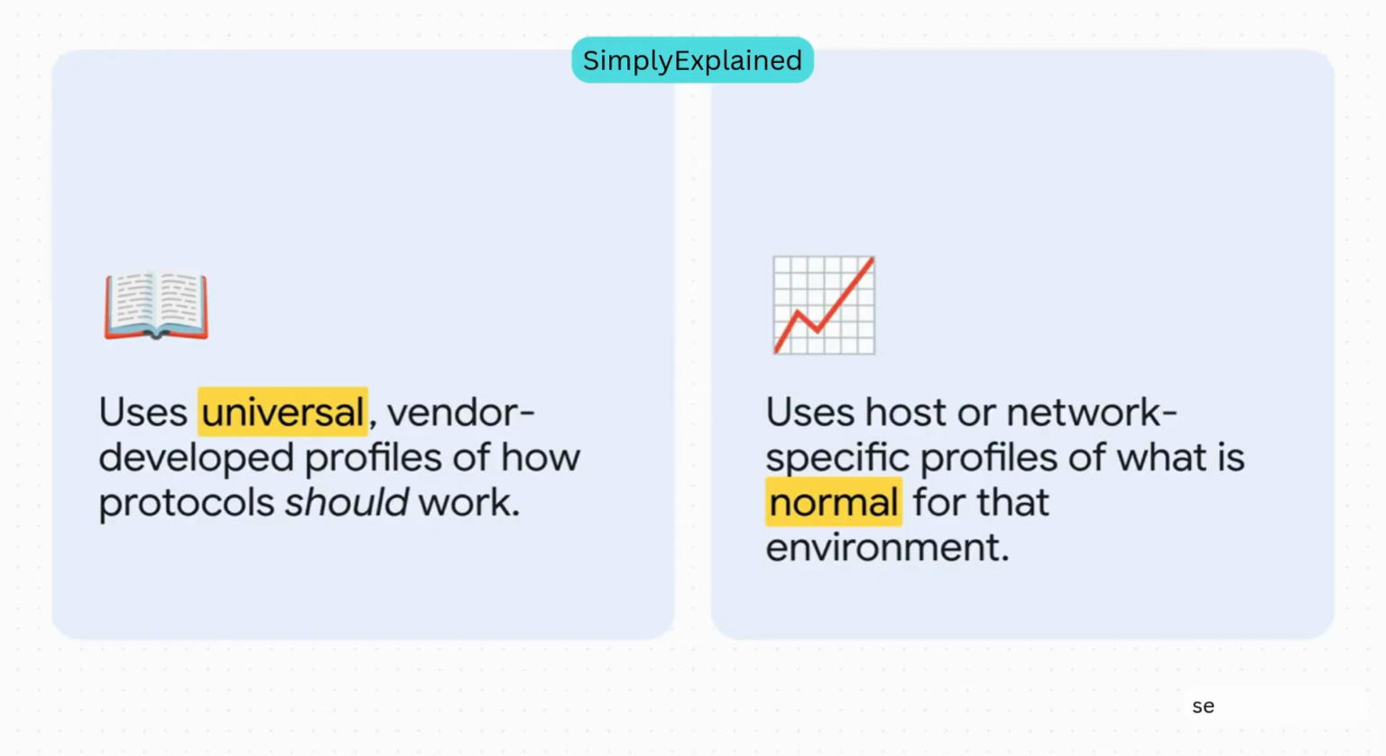And this is a really important distinction. You might have heard of anomaly-based detection. That type of system learns what's normal for your specific network, and then it flags anything that looks different. Stateful analysis, though, is different. It uses a universal rulebook, like a master blueprint that says, here's how the HTTP protocol is supposed to work, everywhere, period. It's based on the official design.